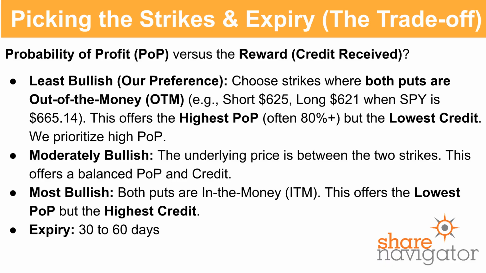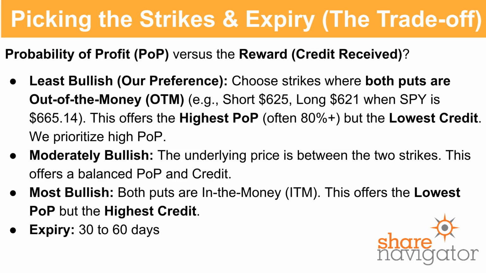Our preference is taking a higher probability of profit. We have a 93% success rate with option trades like this because we take trades with 80% or more probability of profit. It means we're taking in less credit, but we're happy to do that. We'd rather put the odds of success in our favor. So you will be considered least bullish, like us, when you choose strikes where they're both out of the money. In other words, for put options where the strike prices are well below where the share price is.